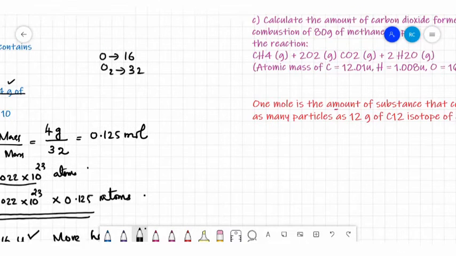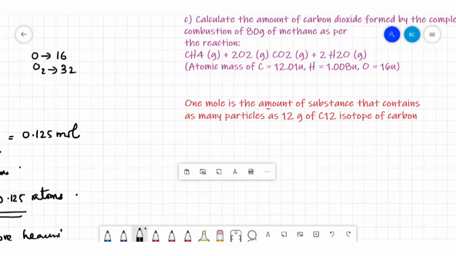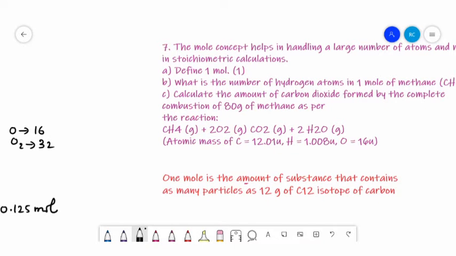The next question is related to methane gas on burning. We'll get carbon dioxide and water. So that question is related to the burning of methane gas. The mole concept helps in handling a large number of atoms and molecules in stoichiometric calculations. So the first question is: define 1 mole. So what is 1 mole? That is the first question. Then, what is the number of hydrogen atoms in 1 mole of methane?